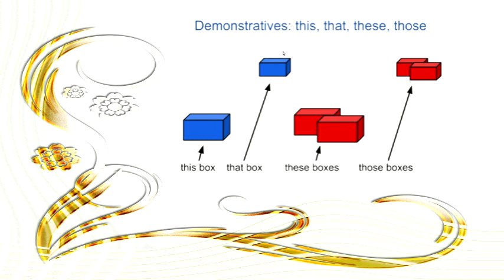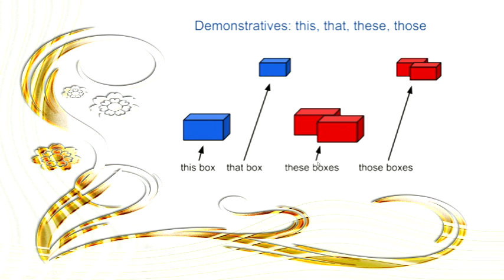Now see the second box, which is blue. It is singular, but it is far from the arrow. So that means to point out at a singular object which is far from the speaker, the word that is used. That box is blue. That box is smaller. Like this.